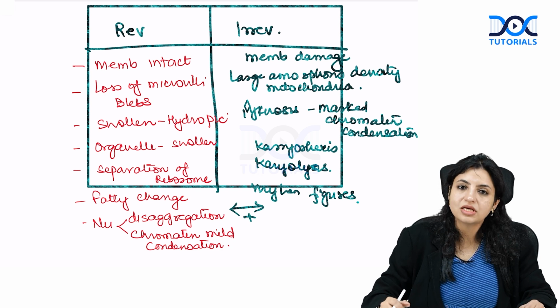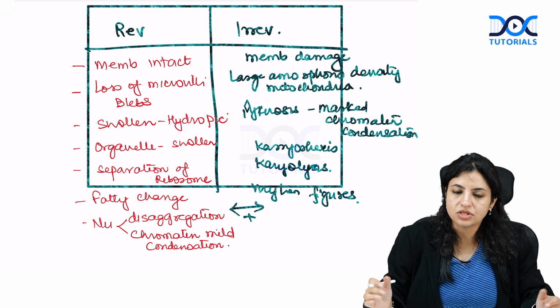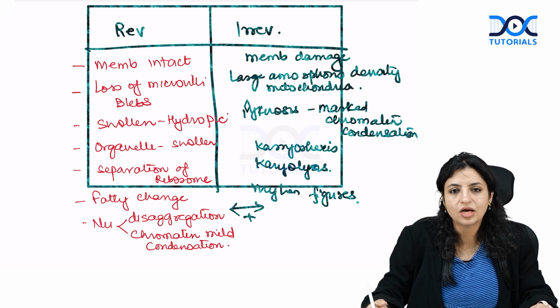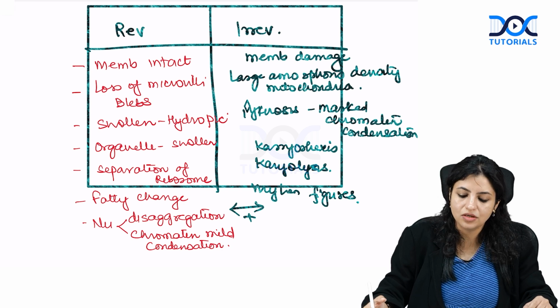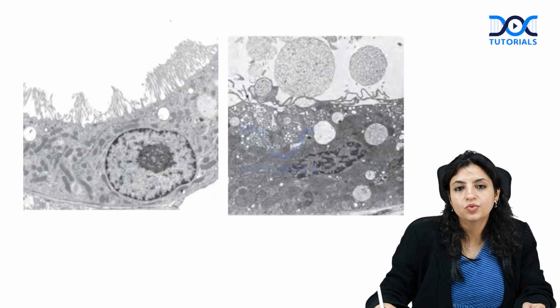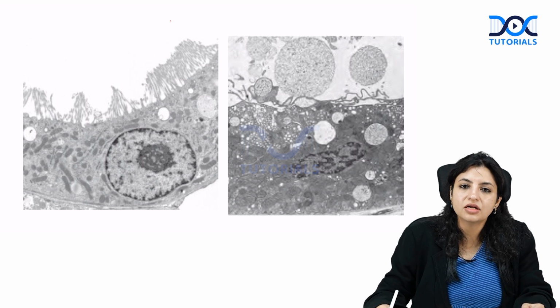Now the irreversible cell injury actually progresses into necrosis. So let's study necrosis. What happens in necrosis? Let's see about it. Right. Before we go into necrosis, guys, let's see some images that can be asked in this.